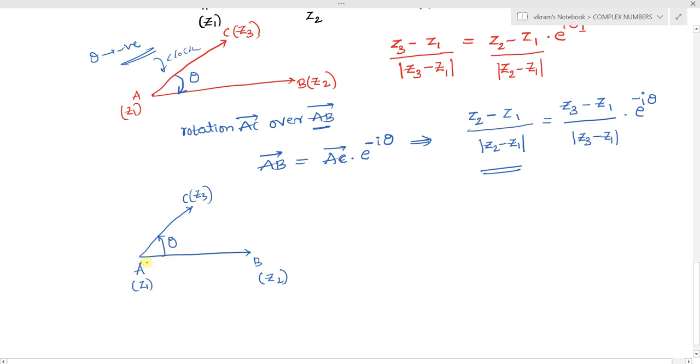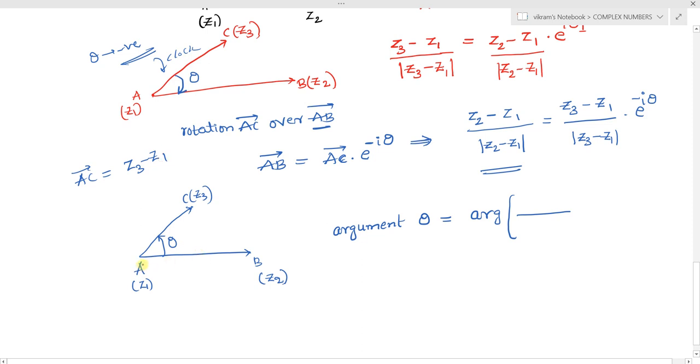Now again, considering AB is rotated to obtain Z3, the argument theta can be written as the angle BAC, which can be written as arg of... okay, now how to write the argument? BAC. So that means Z2 is obtained, what are we obtaining? We are rotating in the anti-clockwise direction, obtaining it as AC. Then in the complex number, the obtained AC is OC minus OA, that means Z3 minus Z1.